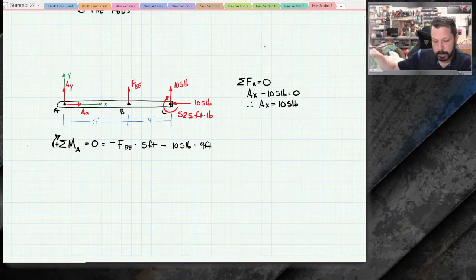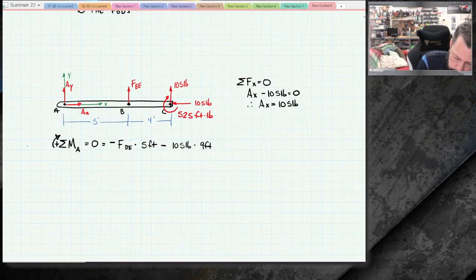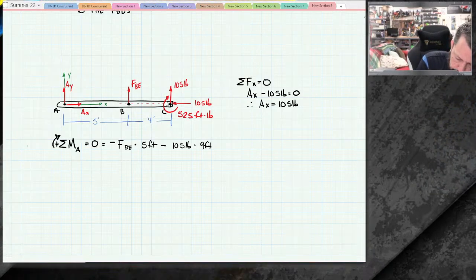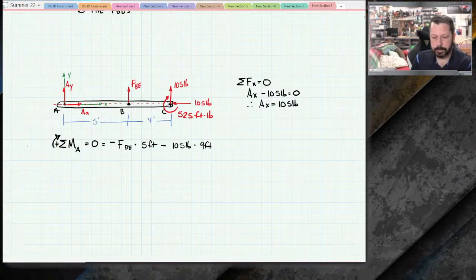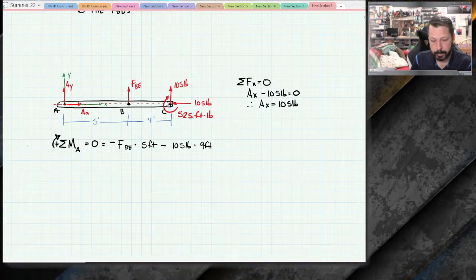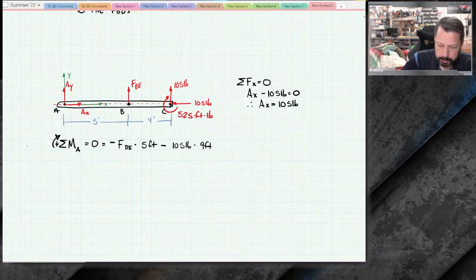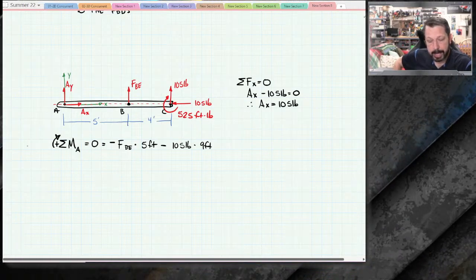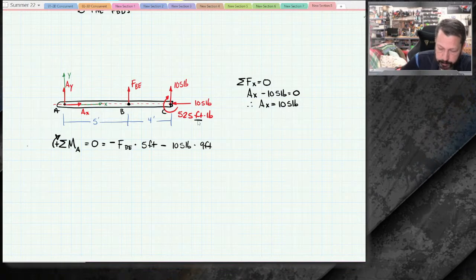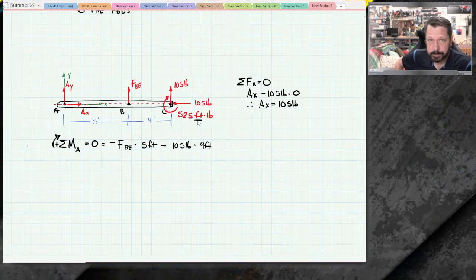The 105 horizontal has a line of action that actually goes through point A, so it does not create a moment about point A. The 525 though, it is clockwise. It's a concentrated moment. It already has feet in the units, right? Foot-pounds. So I don't need to multiply by a moment arm. I just need to add or subtract.